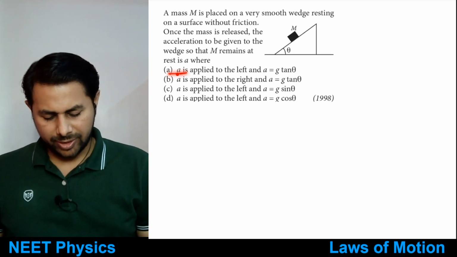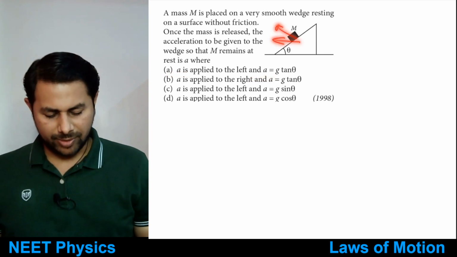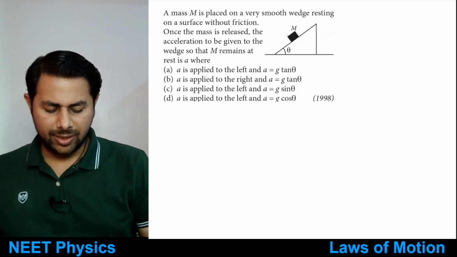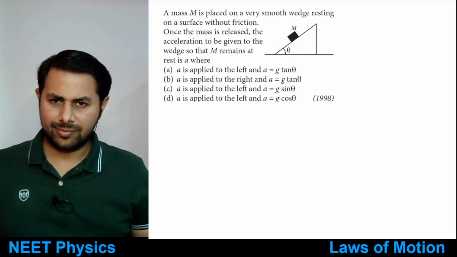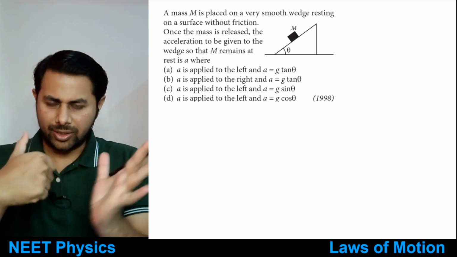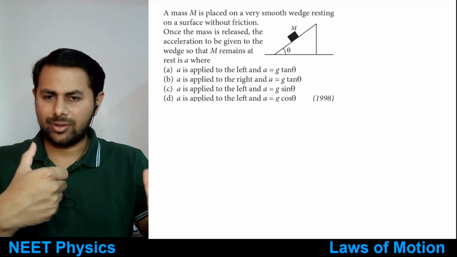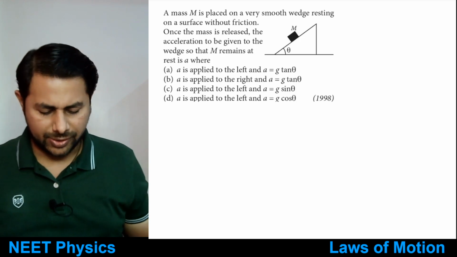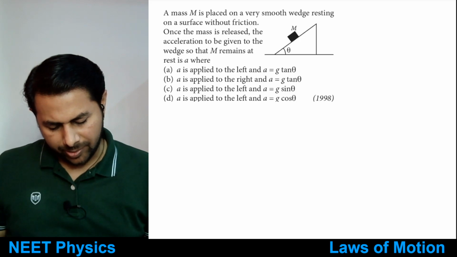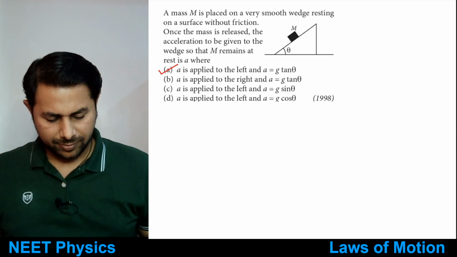Right. So the answer is what? It has to be towards left to provide the necessary normal reaction. If you are giving acceleration towards right, you are decreasing the normal reaction. If you are giving acceleration towards left, that means you are supporting it, you are giving some normal reaction. If you are giving acceleration in the opposite direction, you are removing the normal reaction. All right. So a is applied to left and a is equal to g tan theta. That's the answer, right?